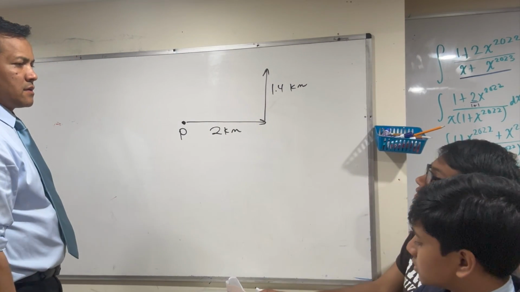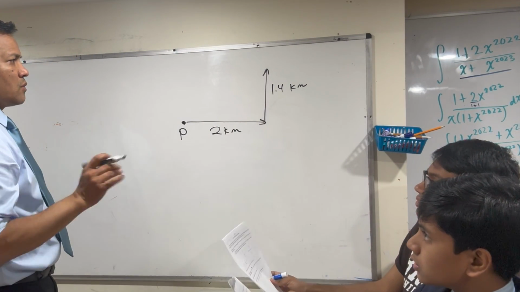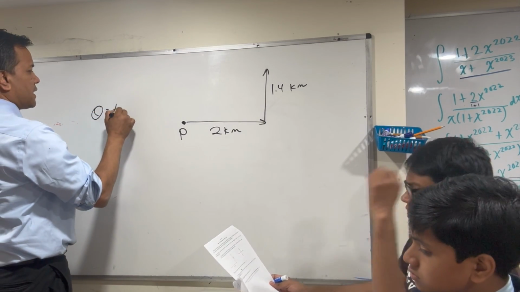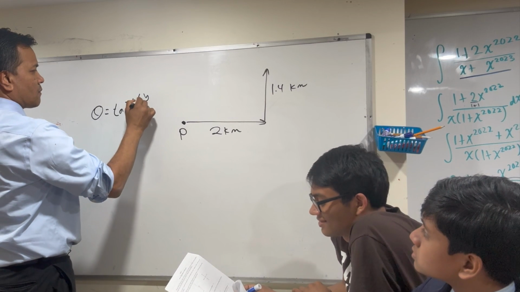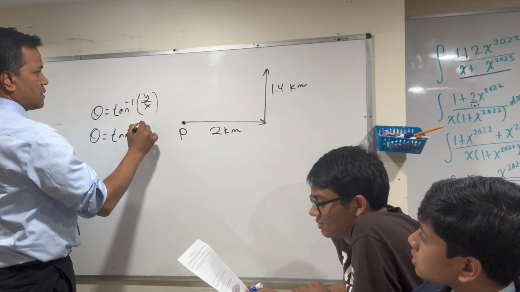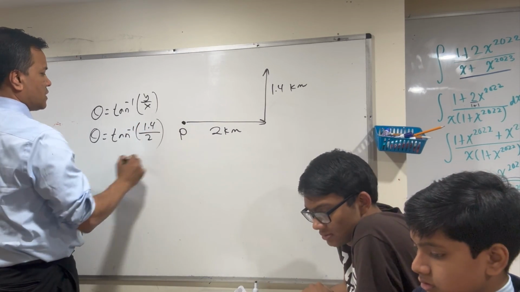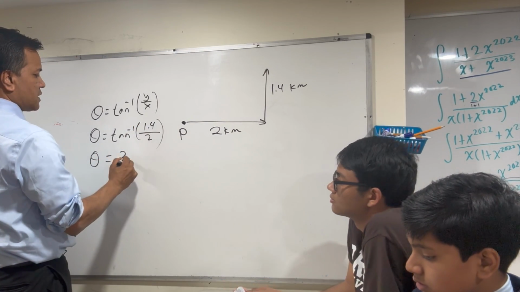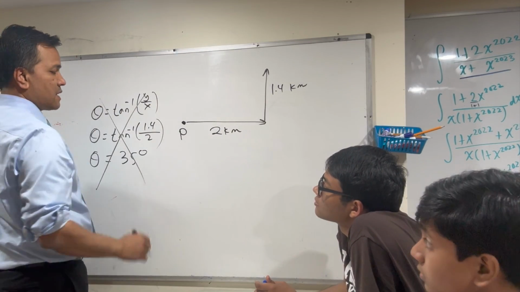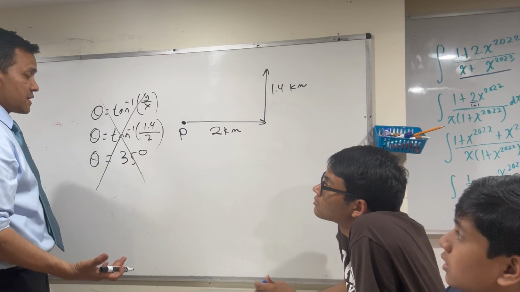Wait, we need a ruler. Okay, so one of my students did it this way, and I gave him 0. Y over x, tangent is tangent inverse of 1.4 over 2, and he wrote 35 degrees, and I gave him 0, although it is 35 degrees.